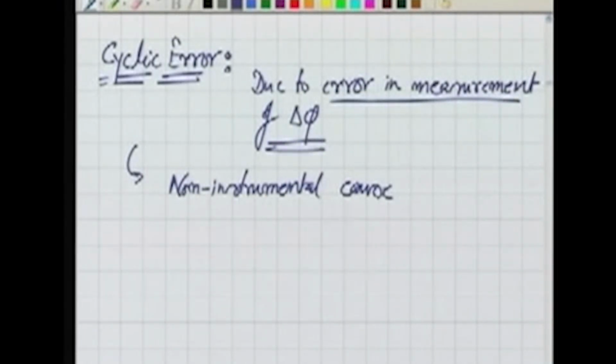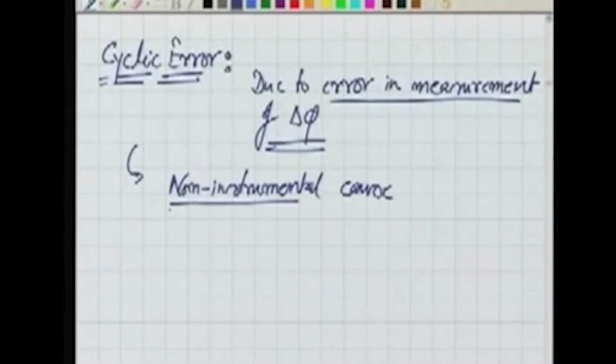There is something inside, because we need to measure the phase difference, and if there is an error in that, it will lead to an error, and we call that error cyclic error. Now what are the causes? What are the reasons for that? Number 1 reason is non-instrumental, which is not because of the instrument, but because of some external factors.